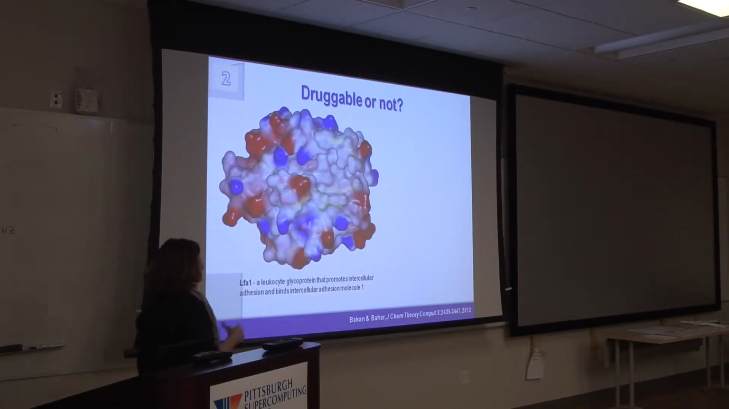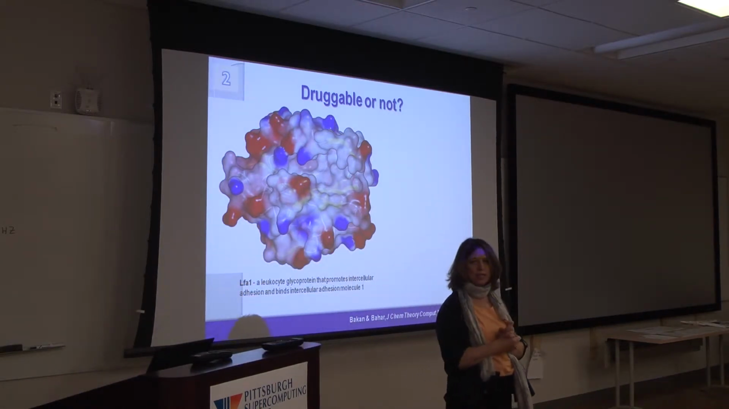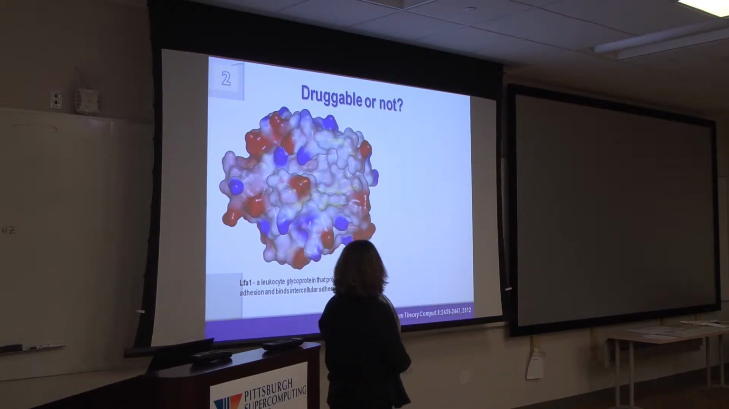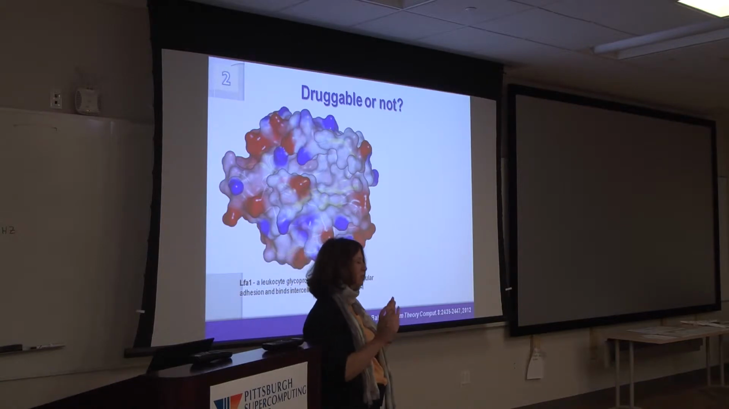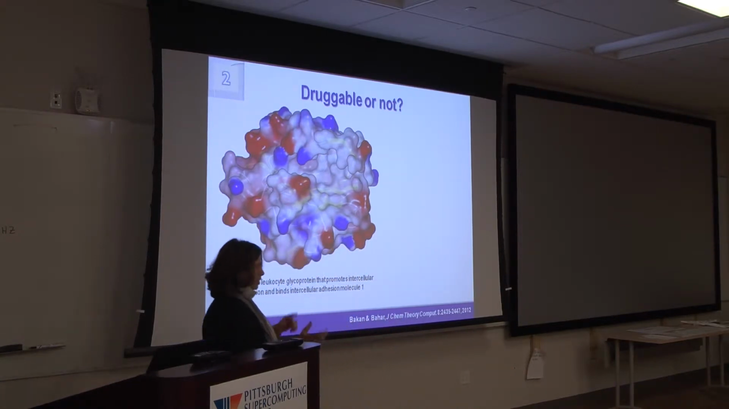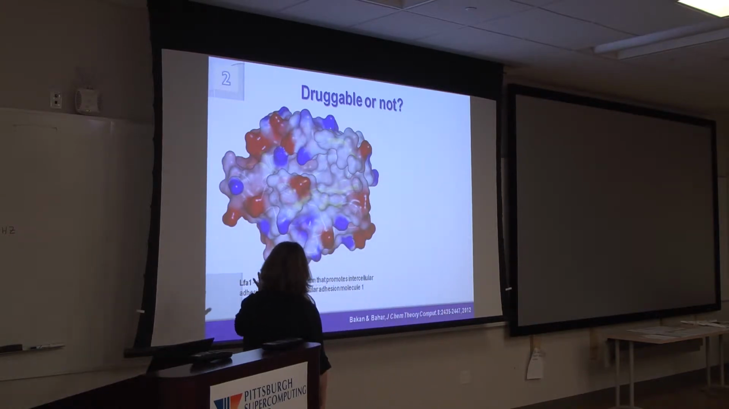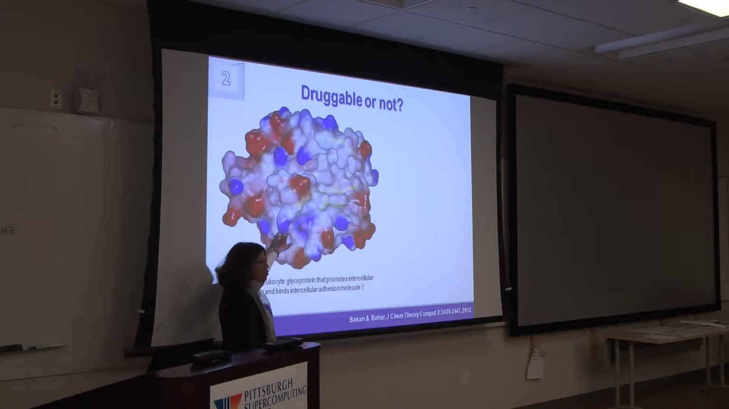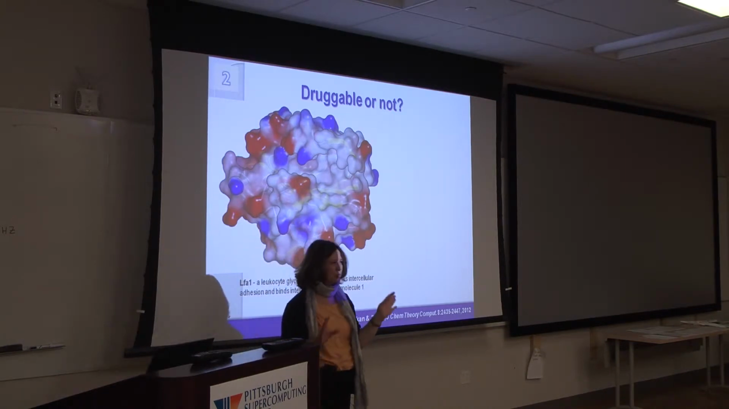So when I say first inspection, one thing you want to do is check whether your candidate drug target is druggable or not. Suppose you have this protein now. This is the target, okay? And this is a classical surface representation. In this type of representation, the blue regions would be positively charged, negatively charged red, and white would be hydrophobic, neutral.